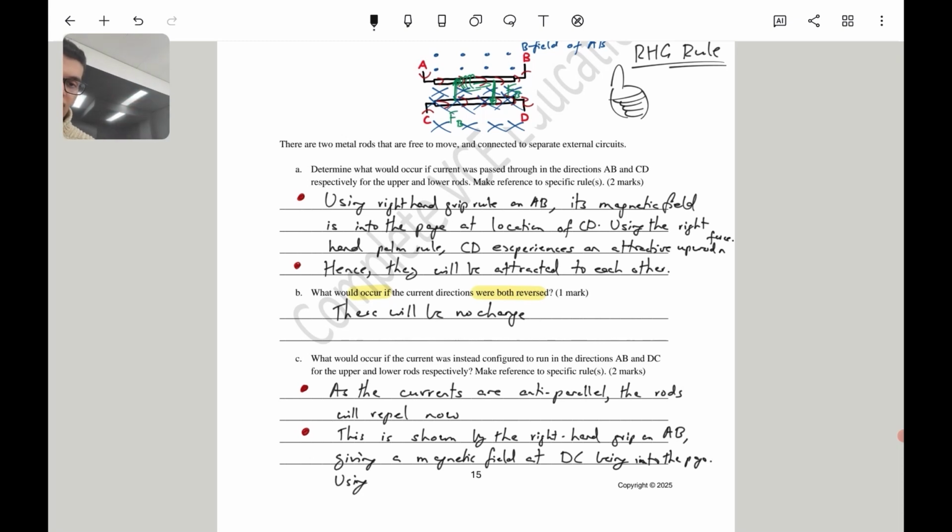However, the current now changed, so the current is flowing from D to C. So when you use your right hand slap rule or your palm rule, your hand will look like this, the palm will be facing downwards, so DC will experience a downwards force. So using the right hand palm rule, DC experiences a downward magnetic force that will be repelling.